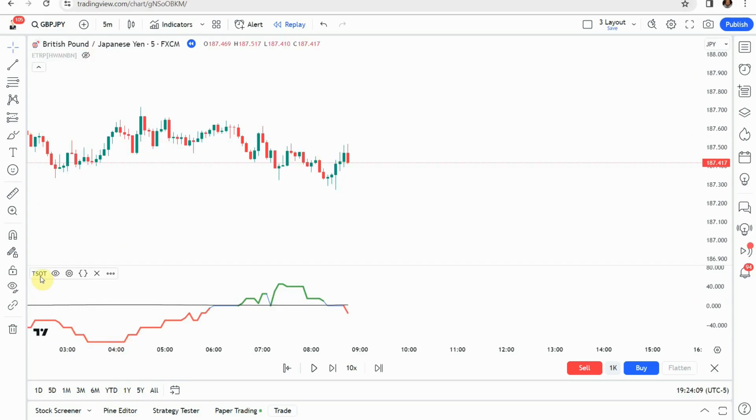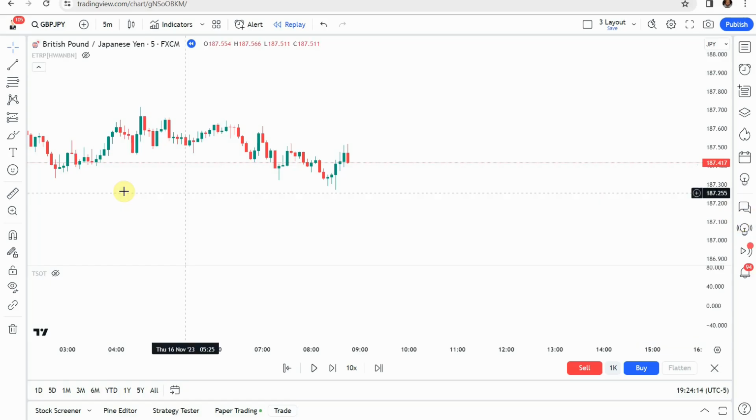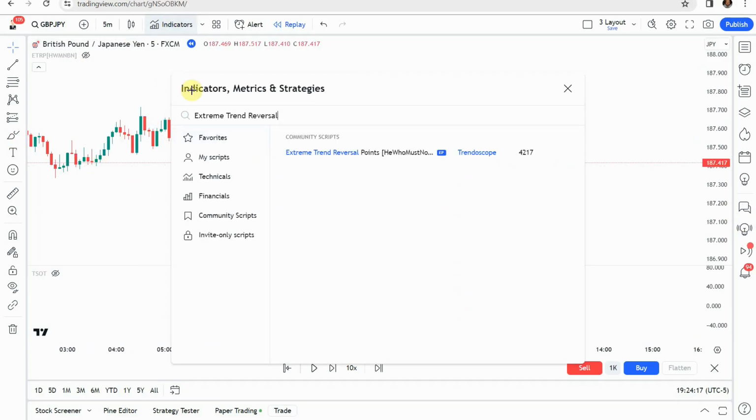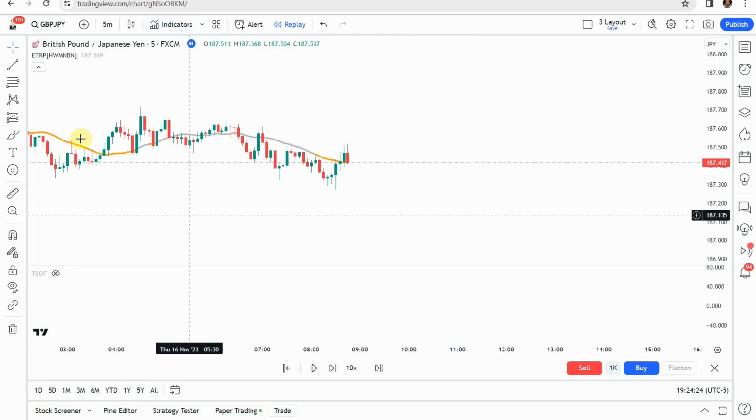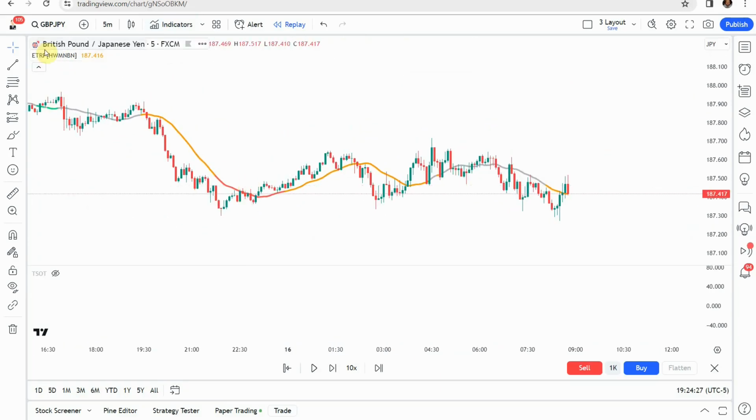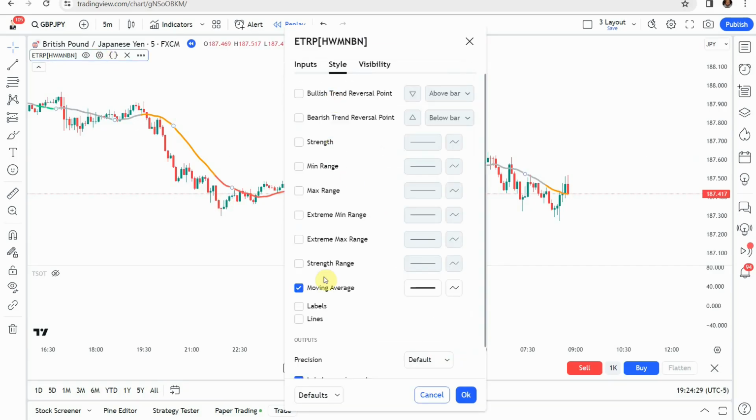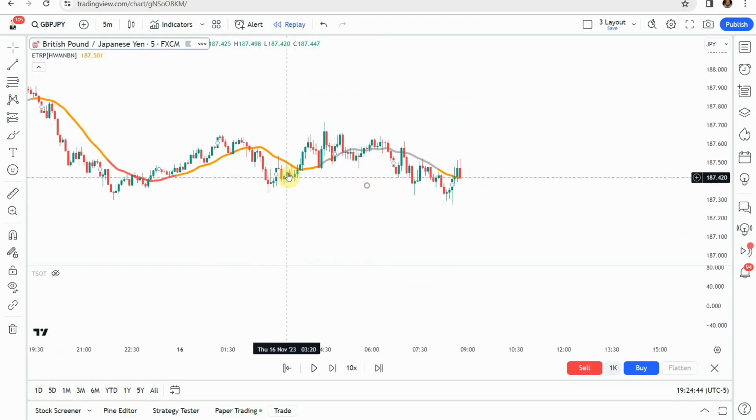So what we're going to do is just go ahead and turn off those two indicators there. And the first indicator you'll add to screen is going to be the extreme trend reversal points. This one right here. And so you'll select that and it will look like this on screen. And so you'll leave everything on the default settings, except under style, you'll go in and turn off everything except for the moving average selection, and then go in and bump up the line weight of this to whatever you see fit. And that'll give you what you see here on screen.